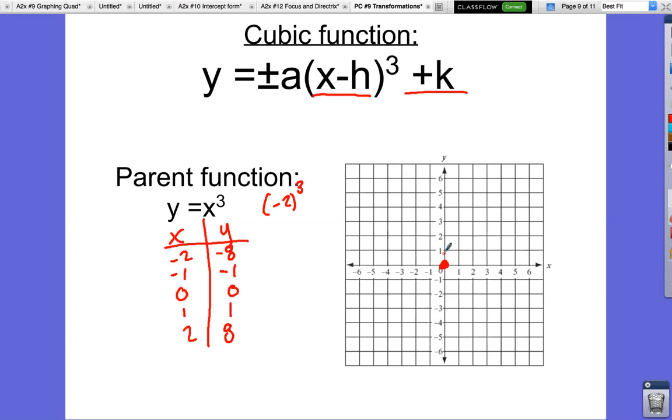Now, this has symmetry, which we'll explain later. 2, -8 is down here. So this actually has symmetry about the origin.